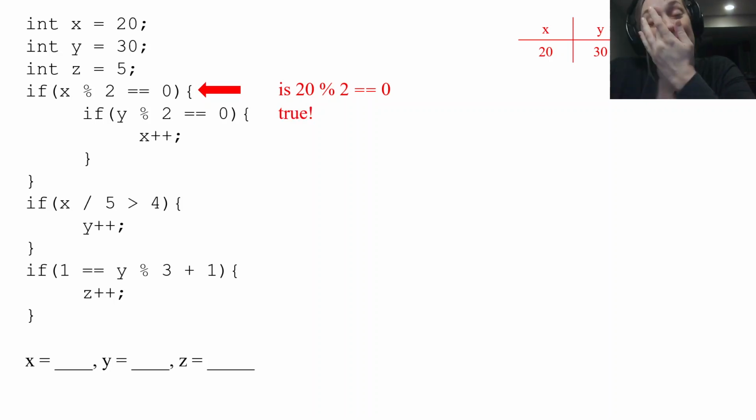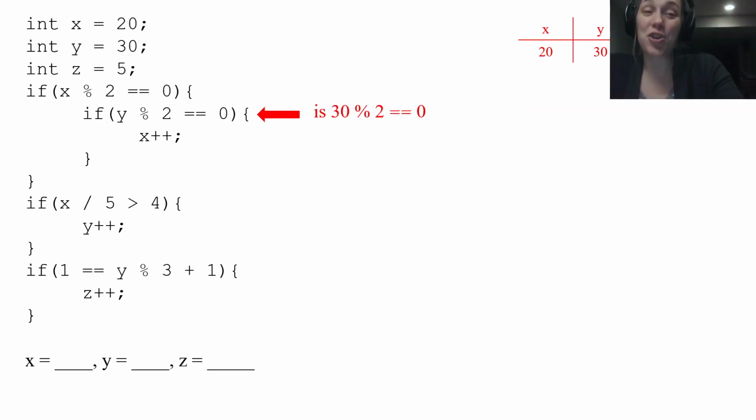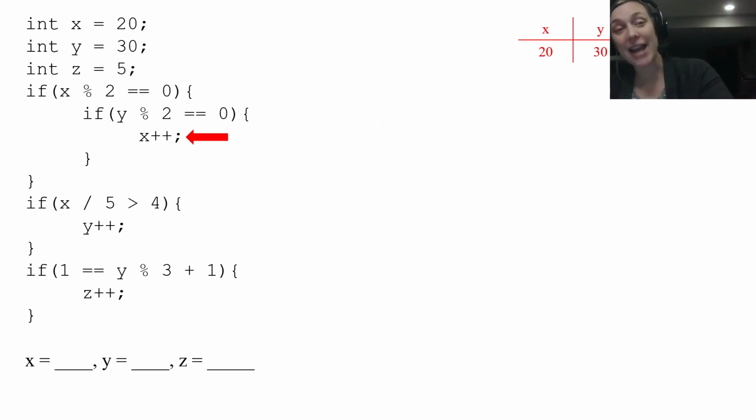20 mod 2 is 0. There's no remainder when you divide 20 by 2. Because that's true, you then move into the if block and you reach another if statement inside. Okay? So this if statement asks another question. Is 30 mod 2 equal to 0? And since 30 is evenly divisible by 2, the answer to that question is true. And because that's true, then you move inside that if statement.